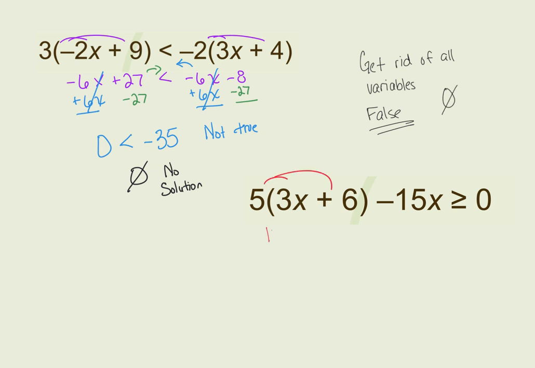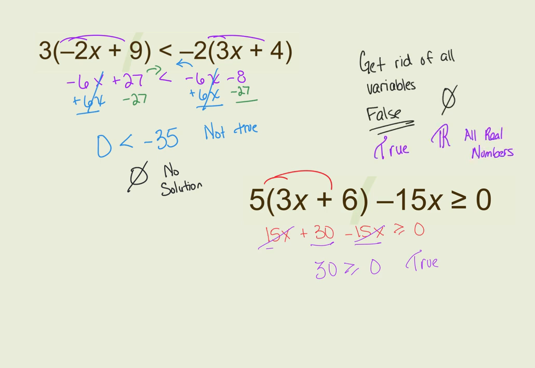When I distribute, 15x plus 30 minus 15x is greater than or equal to 0. Well, when I simplify 15x and 15x, that's 0. And I have 30 is greater than or equal to 0. Well, that is true. So the other situation is you get rid of all of your variables, but you have a true statement. That is all real numbers, or the real number set symbol there, or you can say all real numbers. And so that is your solution for this one. Every single number is going to make that statement true.